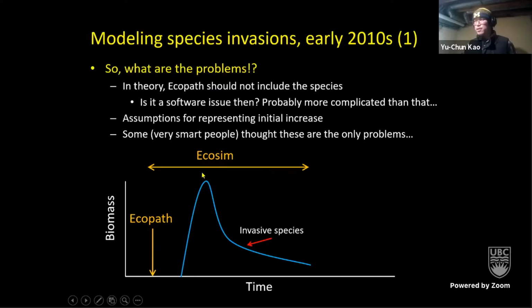You have species invasion, and then the species invasion may be like that. So in theory, Ecopath is a snapshot of the food web before the invasion, so it should not include the species. So that's the theory. So if the current software cannot fit this theory, shall we just change the software?